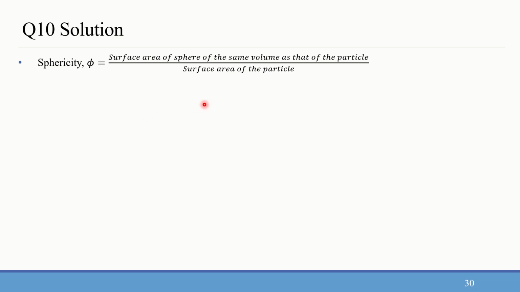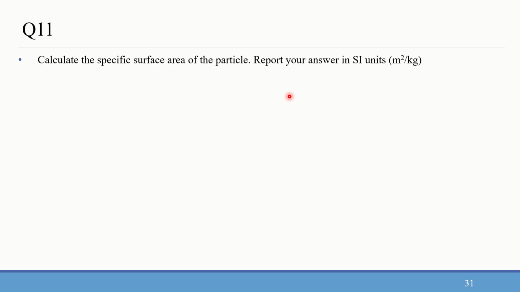Sphericity, as we all know, is defined as the surface area of a sphere of the same volume as that of the particle to the surface area of the particle. Here we are dividing 19.3403 by 24, and sphericity is 0.8058. It is a round off, so we can say 0.8 or 0.81, whichever, it is fine. So that is for question 10. Now we will see question 11.